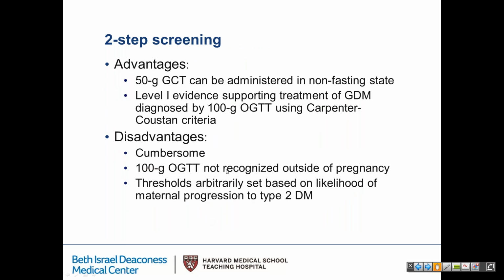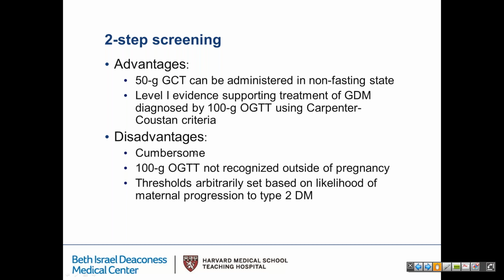matters. So just to summarize, there are advantages and disadvantages to both screening strategies. For two-step screening, the advantages: you don't need to be fasting, so you can give a glucose tolerance test in a non-fasting state, as most of us know in our office. There's also level 1 evidence supporting treatment of gestational diabetes if you use Carpenter-Coustan criteria, as that was the criteria that were used for entry into the MFMU network trial of treatment of gestational diabetes.